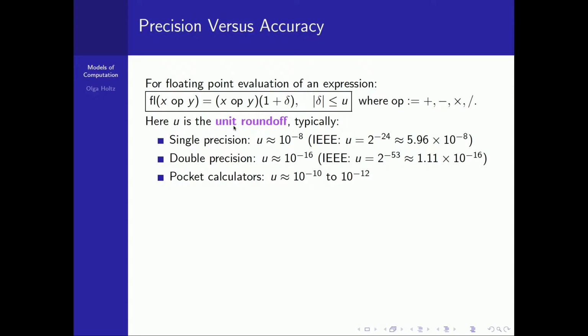And so here, this value delta, which you will not know and you are typically not going to control, is going to be bounded in absolute value by what's called the unit round-off, also known as machine precision. And there you have a few numbers here. So these are for specific concrete IEEE standards right now.